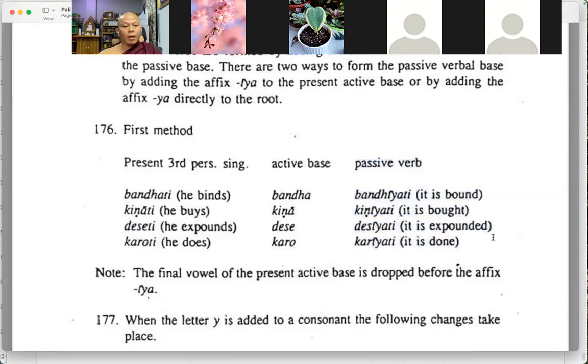So now, the final vowel of the present active base is dropped before the affix ya. Actually, ya is just the surface form. E is just inserted, like in the gerund form or the past participle form, which we have learned.